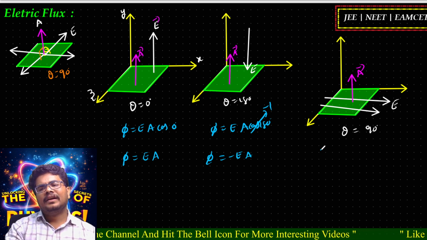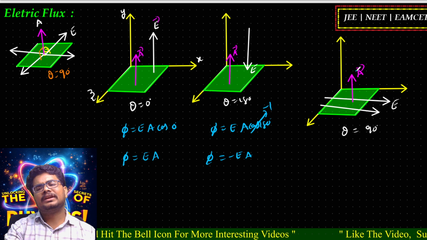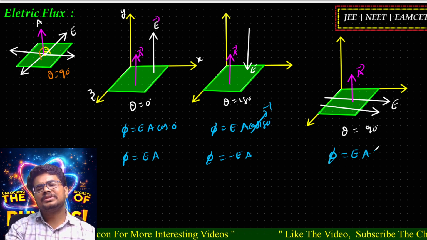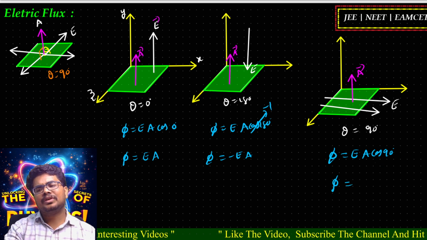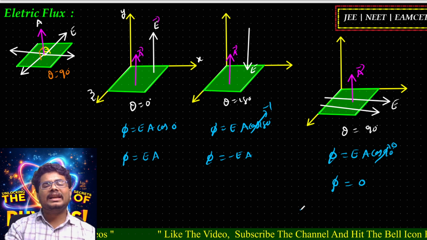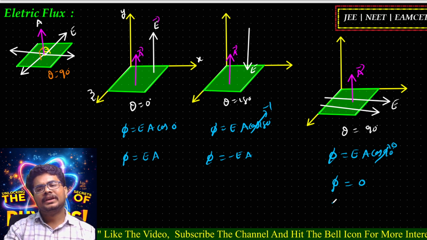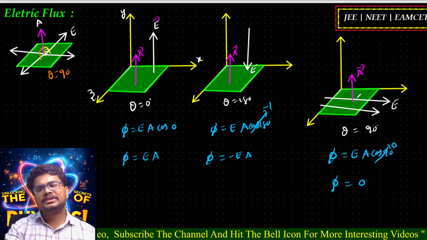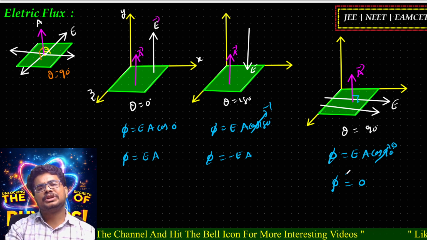If the electric field is along the plane, passing on the plane, and the area vector is perpendicular to the plane, theta equals 90. Flux equals EA cos 90, and cos 90 is 0. Zero into anything is 0, so flux equals 0. Whenever the electric field is on the surface, the flux due to that surface is 0, I proved it to you. The area vector is perpendicular to the surface, theta is 90, flux equals EA cos 90, flux equals 0.